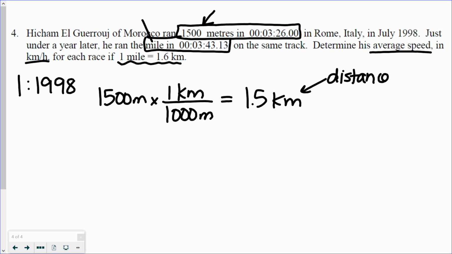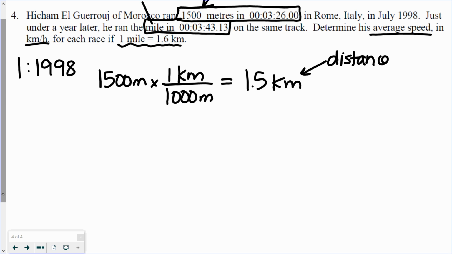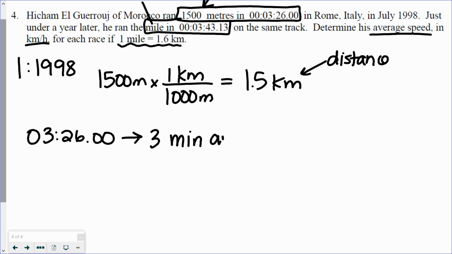Now the confusing thing with this one is the time. So it says 0, 0, and then a colon, and then 0, 3, and then a colon, 26, and then decimal 0, 0. So I'm going to skip out those first two zeros: 0, 3, 2, 6, 0, 0. What that means is 3 minutes and 26 seconds.